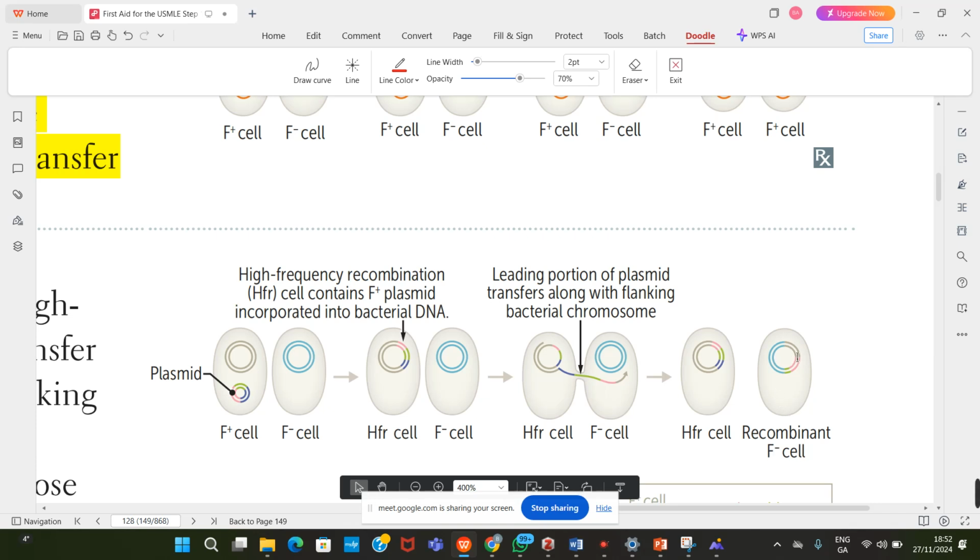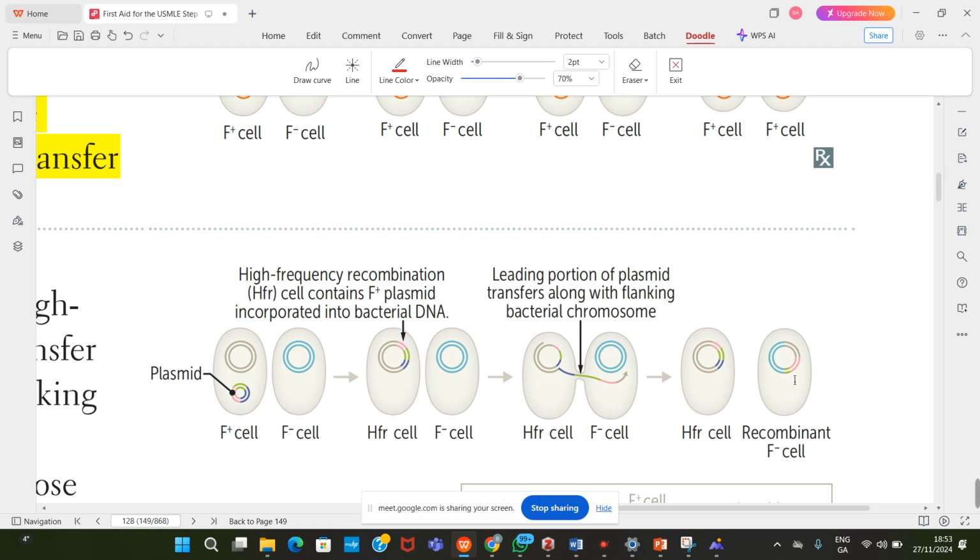So if you look at the color contribution now, you see that it contains its own DNA, which is this green, is still there. It contains a portion of the donor chromosomal DNA, which is this brown. And it also contains the leading part of the plasmid from this cell, which is the pink, and maybe some green, but it doesn't contain the entire plasmid, because the entire plasmid should be a mixture of pink, green, and blue, but it only contains pink and green. The blue is not there.